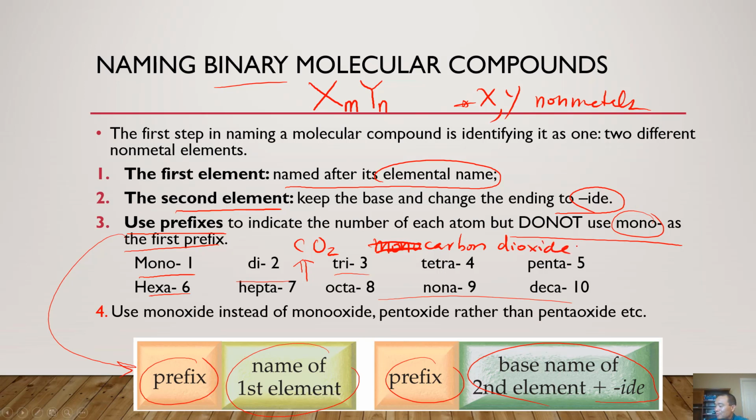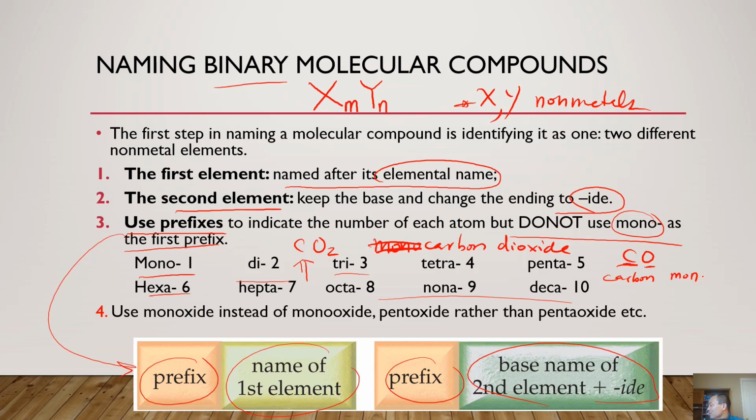Okay? We're going to do another one. Right? For example, CO. How do you call CO? Hey, the first one is carbon, so you call that carbon. You don't say monocarbon. The second one, you do use mono. We say the only exception is you don't use mono for the first prefix, okay? So you do use it for the second.